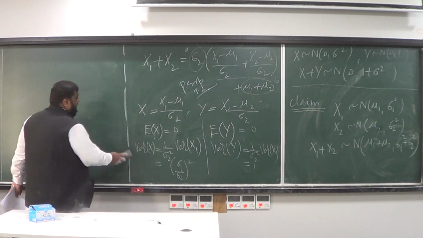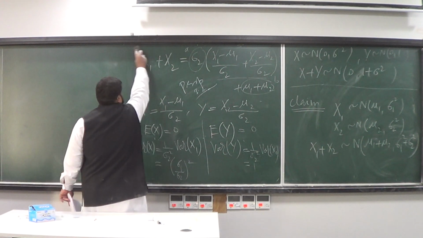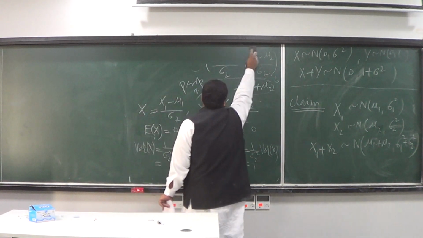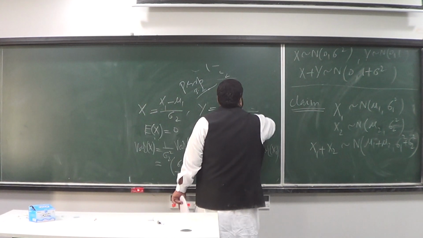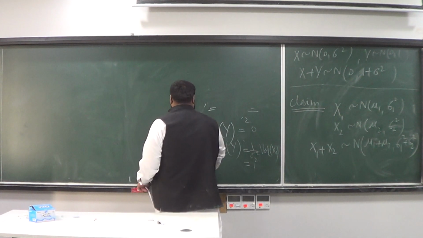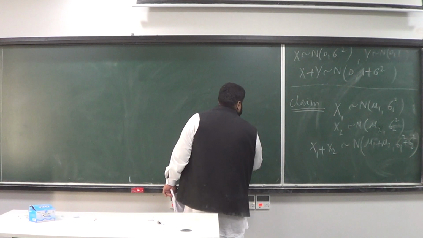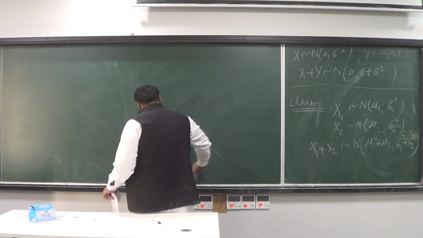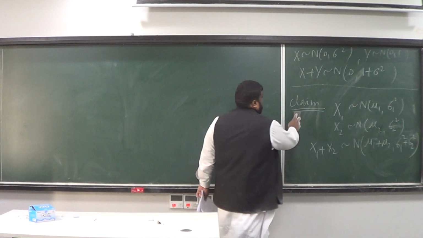So let's do one example based on it, and let's use this fact that the sum of two normally distributed random variables is normally distributed, and try to calculate some probabilities. And then we will end the discussion.